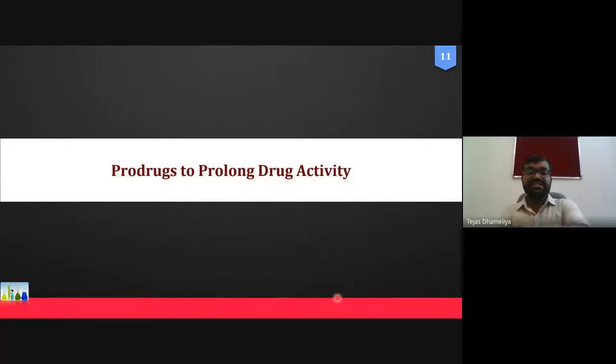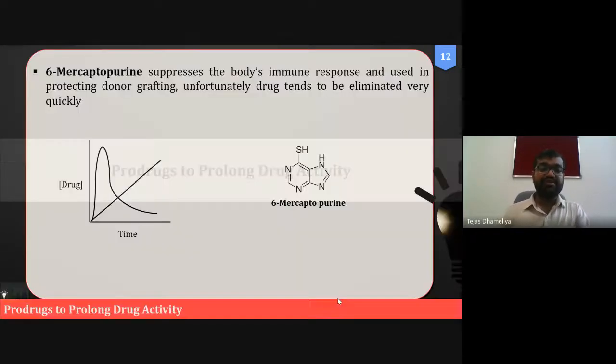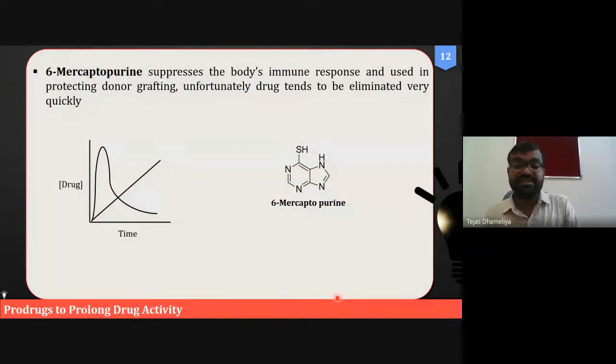Fine. So these are the approaches for increasing drug permeability. Now we are going to learn the other aspect, increasing the activity. Activity is simply the therapeutic action, the pharmacological action of a drug. This can also be achieved using the prodrug approach. Let me jump very quickly to the first approach, and the first approach is 6-mercaptopurine.